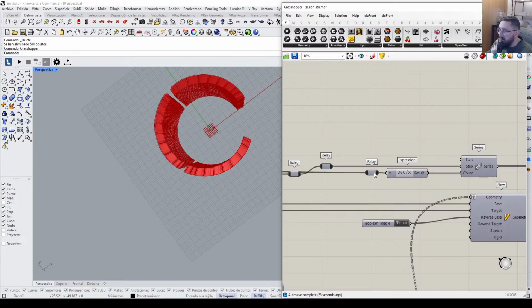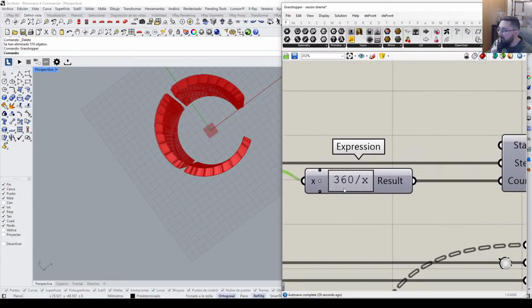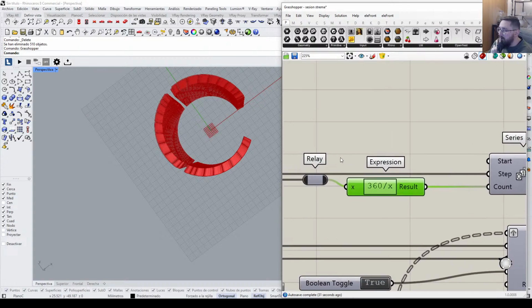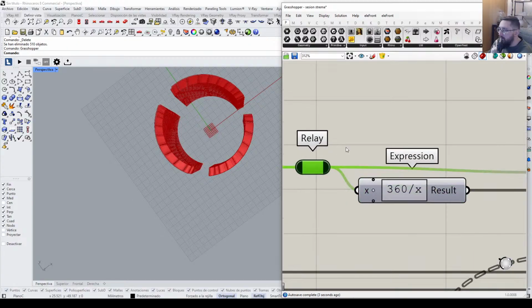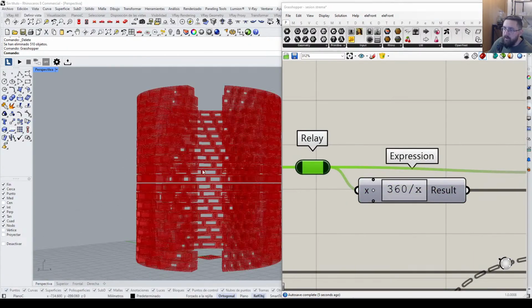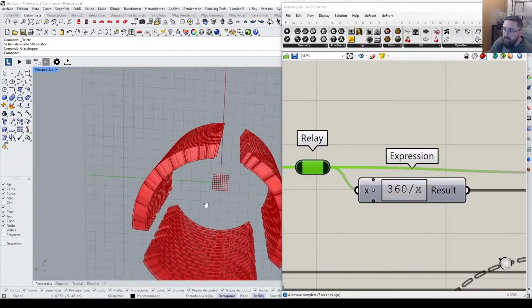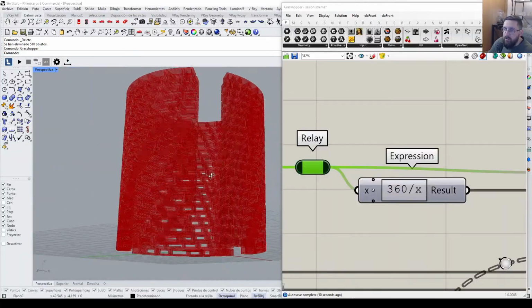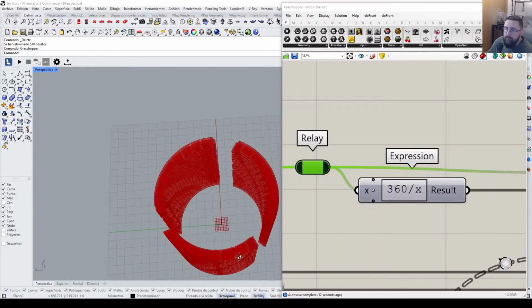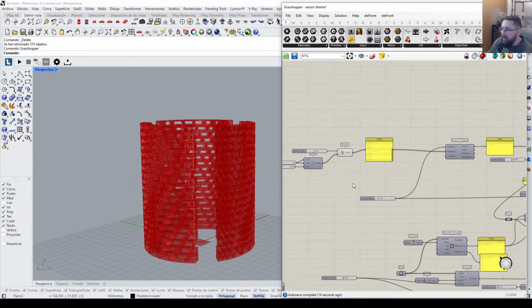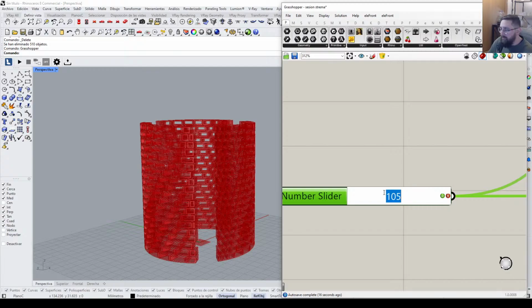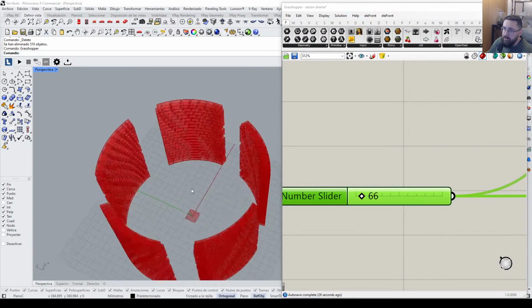Okay, it might be this actually. 360 divided by is the count. Rotation is this. There we go. Okay. Yeah, that makes more sense. Now we have the separation. Okay, it was a misconnection. Okay, good. Very good. And then in theory, if I reduce this to, say, 66, it's going to round it to 60, but it's going to maintain the separation of 20 degrees.